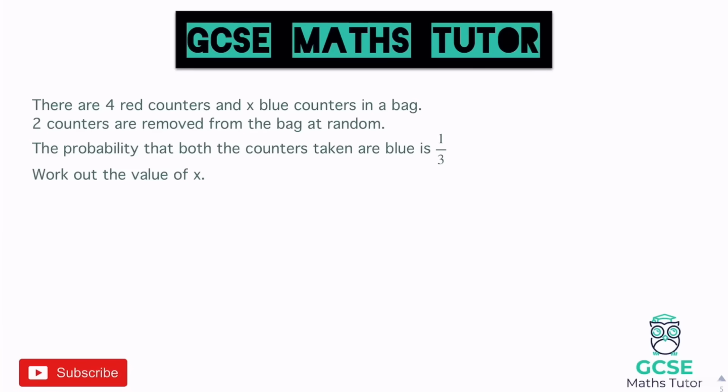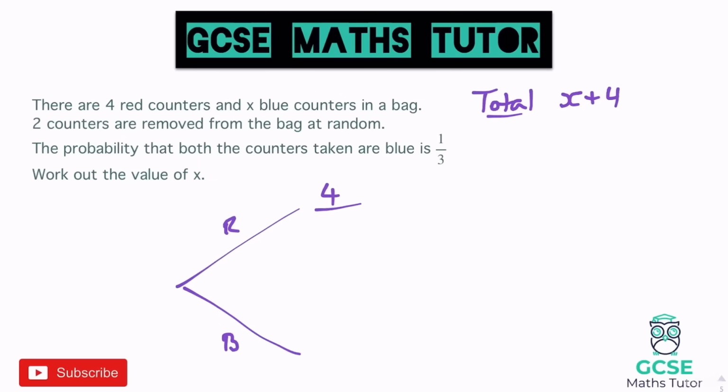Now, the tree here isn't so nasty to construct, but we have got some algebra going on in the tree. Now, what it says is there are 4 red and X blue. So for the total amount of counters here, we don't actually know what the total is, but we could write it in terms of algebra. If we knew the amount of blues, we'd just add it to the amount of reds, so we could say it's X plus 4 is our total, and that's going to be our denominator on our tree here. So if we just construct 2 branches for our tree, we've got red and we've got blue, and the probability for red there is going to be 4 out of X plus 4, and the probability for blue is going to be X over X plus 4.